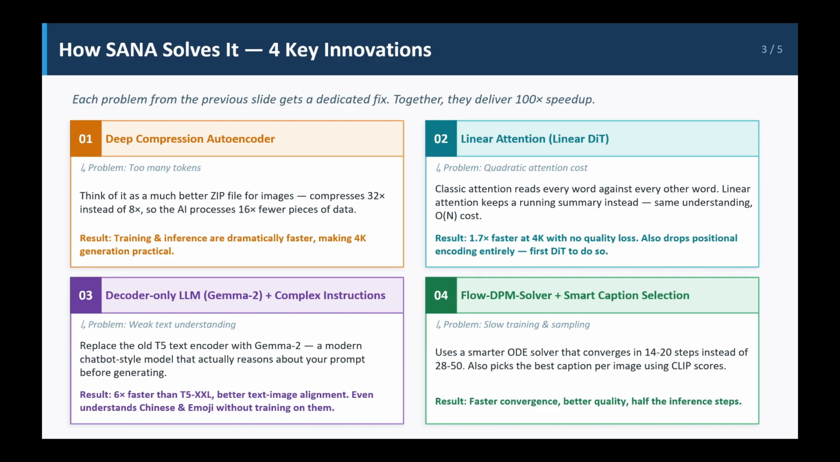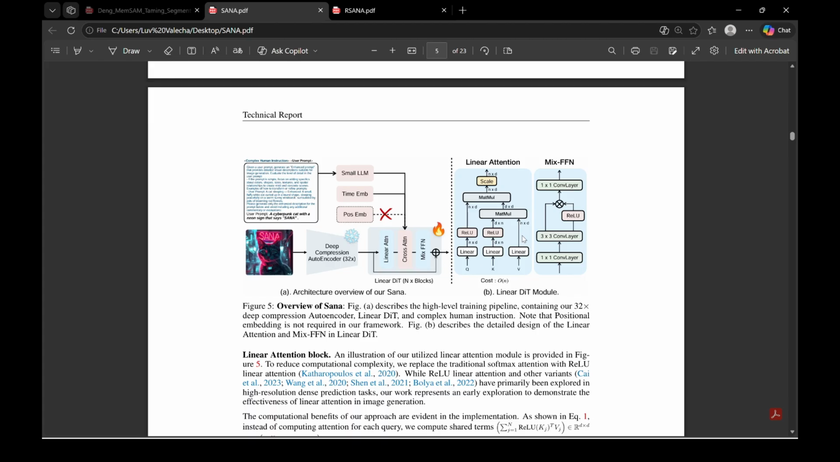Coming on to the second component, traditional attention mechanisms scale with O of n squared complexity. This becomes extremely slow at high resolutions. So Sana replaces this with linear attention, which reduces complexity to O of n. This significantly reduces the computation cost. However, linear attention can lose local spatial information. To fix this, Sana introduces the mixed feed-forward network. This module adds a 3 by 3 depth-wise convolution layer which enables local feature recovery, improving the spatial understanding.